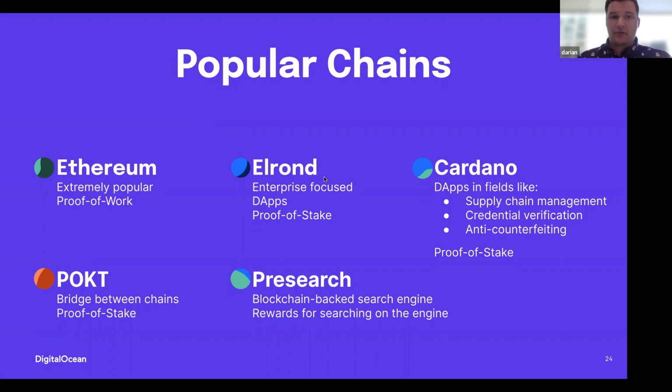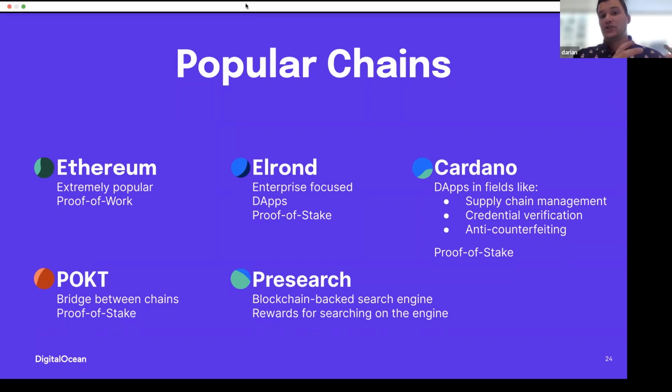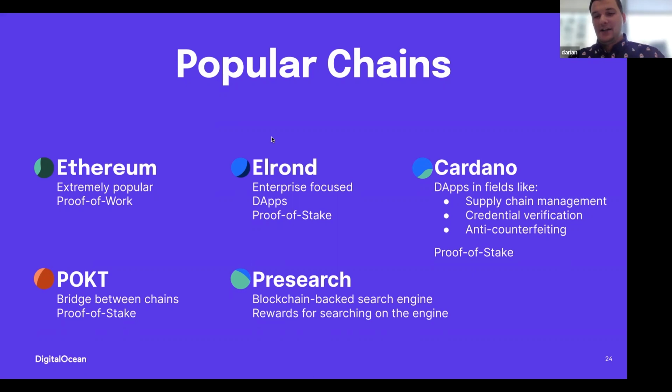Cardano, you may have heard of before, another distributed application chain provider, also very popular. We're seeing it pretty consistently. They are certainly present in supply chain management, credential verification, anti-counterfeiting operations, right, making sure that the goods you're getting are the real goods and not shipped in from somewhere else through supply chain interdiction.